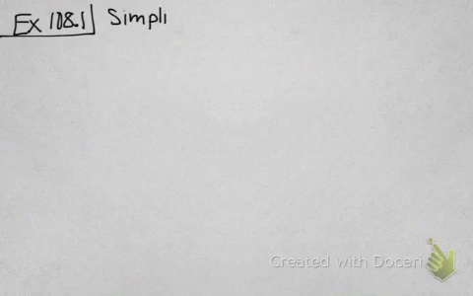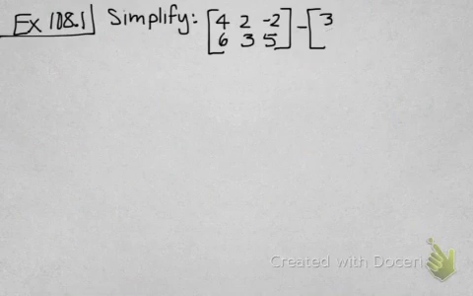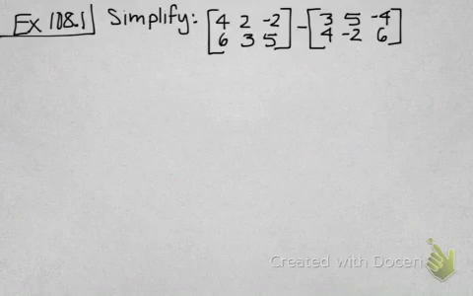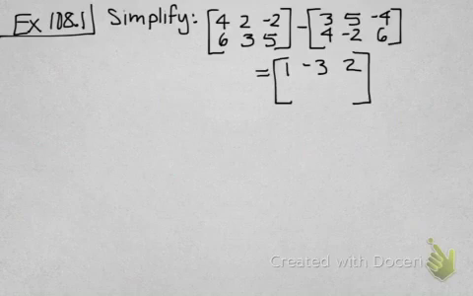Okay, so now we'll just do a couple of examples of matrix addition and multiplication. This first one is just matrix addition or subtraction. And so, again, all you have to do is match up the matching terms. So 4 minus 3 gives me 1. 2 minus 5 is negative 3. Negative 2 minus negative 4 is going to be a positive 2. 6 minus 4, 3 minus negative 2, and 5 minus 6.